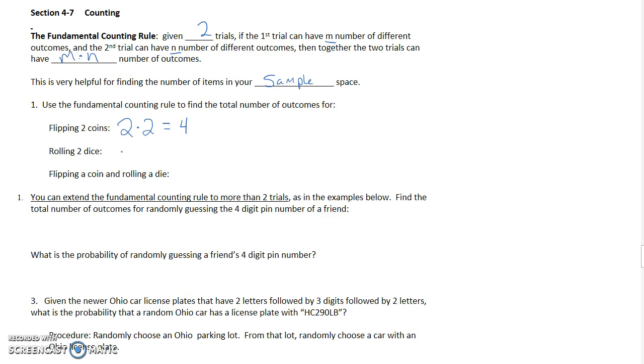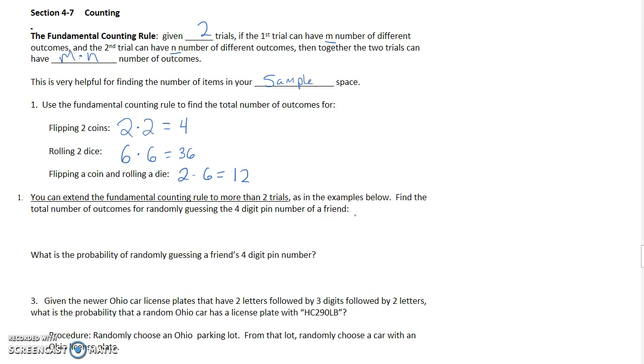Now there are a few more if we roll 2 dice, because when I roll a die, we're assuming this is a 6-sided die, there are 6 outcomes for the first roll, and then 6 outcomes for the second roll, so that's a total of 36 outcomes. Finally, flipping a coin and rolling a die. If we flip a coin, there are 2 outcomes. When we roll that die, there are 6 outcomes. That gives us a total of 12 possible outcomes.